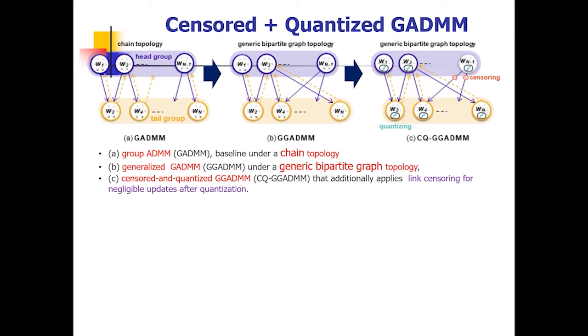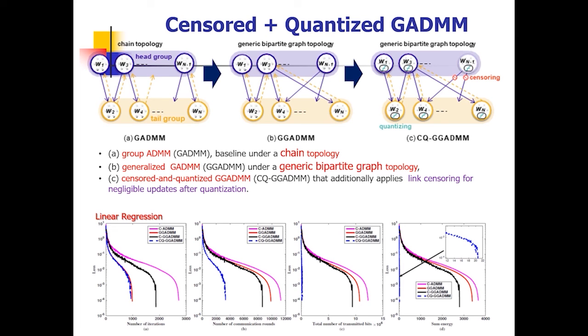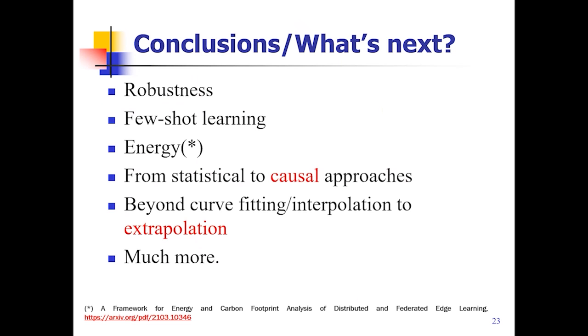Now, in terms of results, this is again a linear regression task where we compare this different family of algorithms, ranging from the GADMM to the generalized GADMM over a bipartite graph, and also the idea of leveraging censoring and quantization on top of that. And as you can see, we can compound some of these gains, for instance, communicating a much smaller number of bits at a much lower number of communication rounds as opposed to the GADMM, for example. So this brings me to the end of the talk.